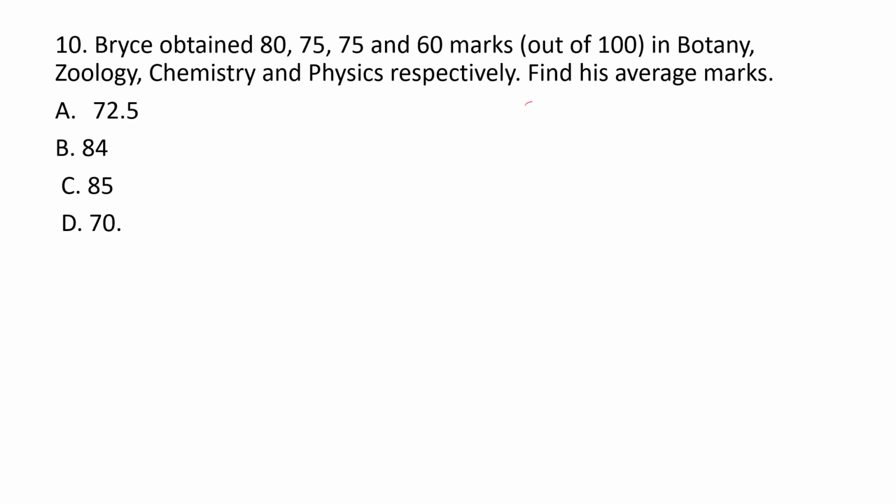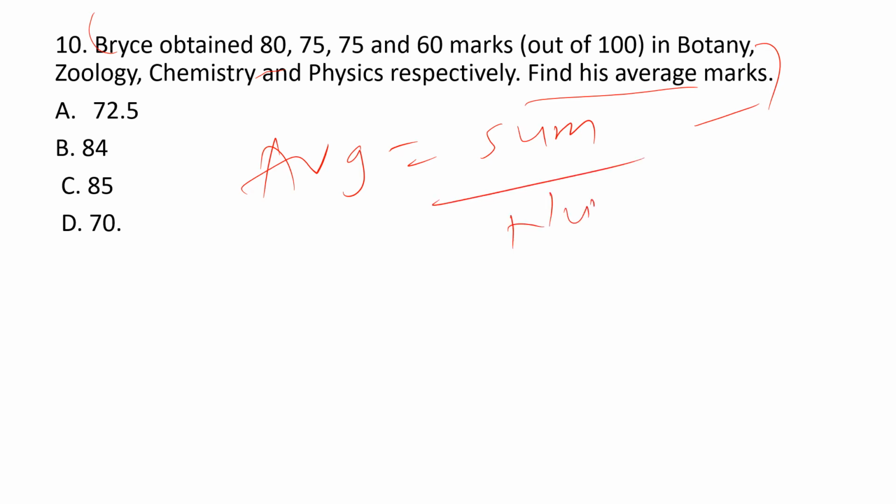Next question is about averages. I think you guys will definitely be surprised by looking at this kind of easy question. You might be puzzled whether these are also asked in the Accenture exam, but definitely yes, this was asked in the Accenture exam. So Bryce obtained 80, 75, 75, 60 out of 100 in botany, zoology, chemistry, physics, respectively. Find the average marks. So you know the average formula is equal to the sum of observations by the number of observations. So now 80, 75, 75, 60. What is the sum? We need to find the sum.